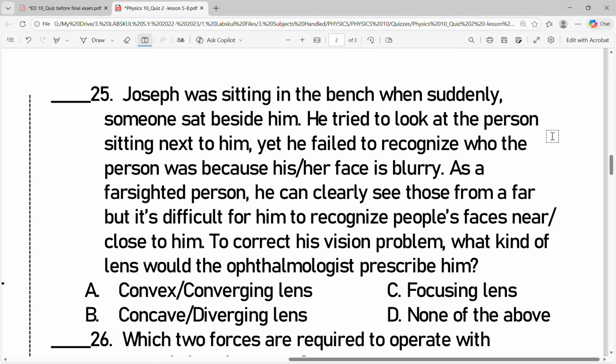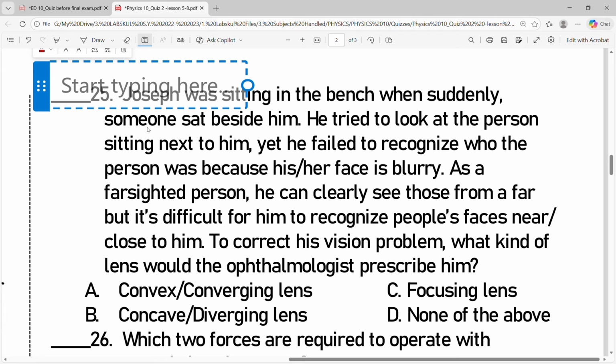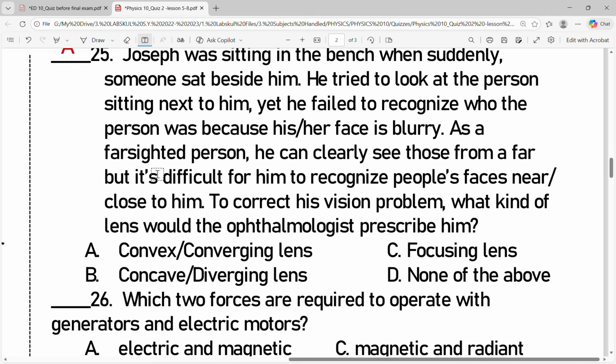So balan mo daan, kung farsighted ka, the intersection of the light rays occurs behind the retina, sa likod siya. So mas klaro ang image, makita mo gid ya ang ginalantaw mo if the intersection of the light rays occurs exactly at the retina. So this type of lens, which happens to be a convex or a converging lens, will be used by the ophthalmologist so that ma-adjust niya ang intersection of light rays from behind the retina going exactly at the retina. So the answer number 25 is letter A.